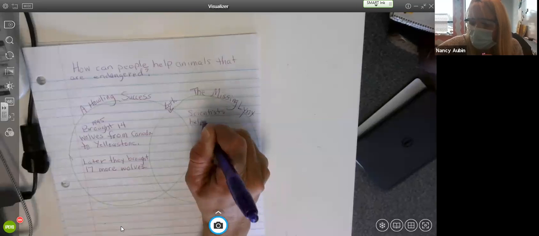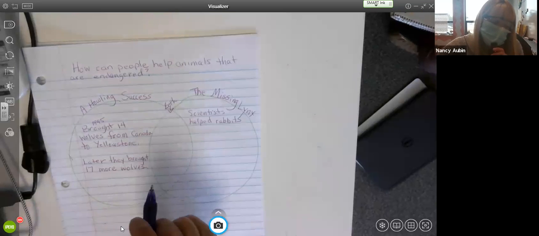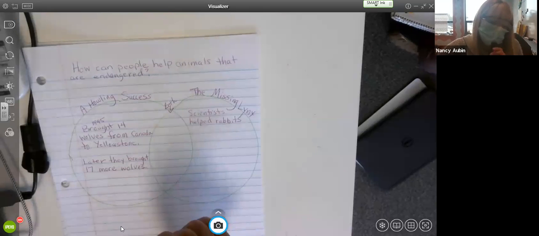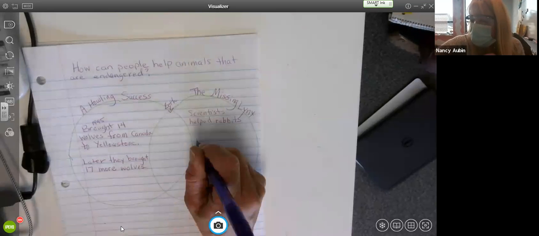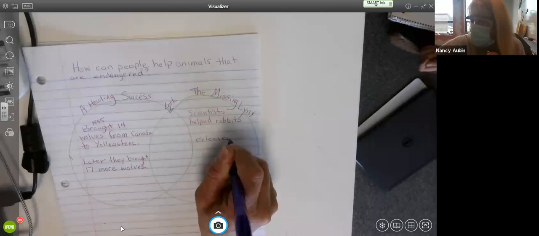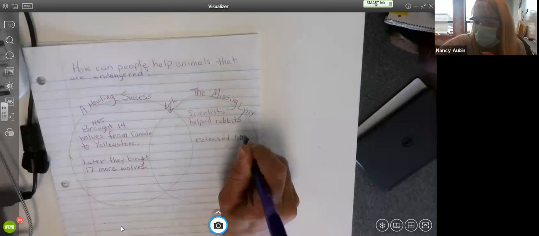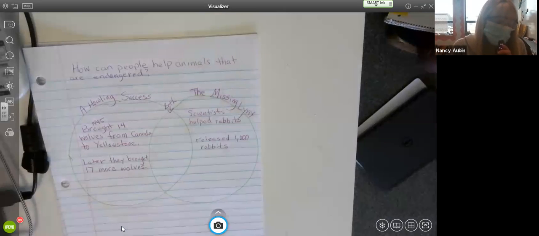Get these notes down, my friends. You're gonna need them for tomorrow. Scientists helped rabbits. Once they could help the rabbits, do you remember how many they ended up releasing? It was a lot. Like 1,000. Wow, what great readers. And I'm just gonna write released 1,000 rabbits. Trying to make it short and sweet. Released into the area.